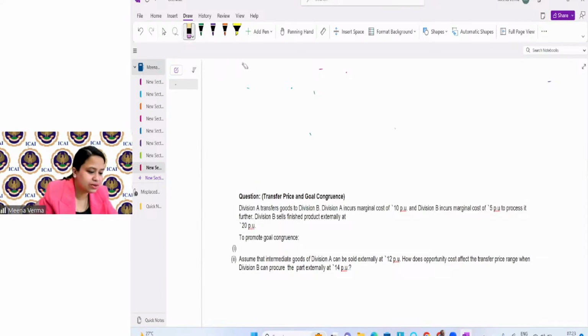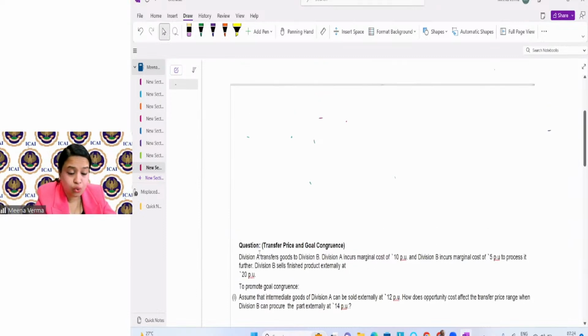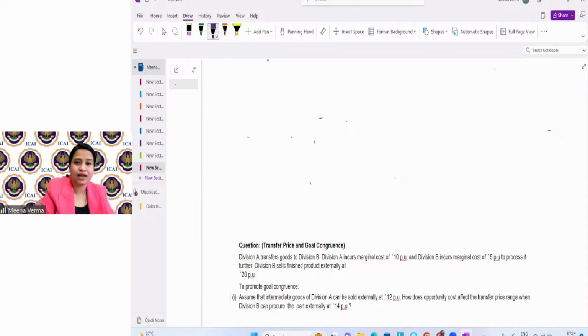What is the last scenario to promote goal congruence? Assume that intermediate goods of A can be sold externally at rupees 12. How does the opportunity cost affect the transfer price range? Now look, this is one more case, the fourth case. I have given one extra case to you just to give you more clarity here.